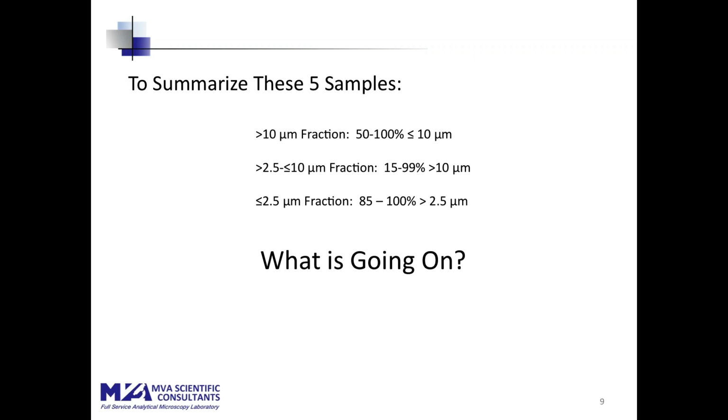So to summarize that, again, for the greater than 10 micron fraction, 50 to 100% is actually greater than 10. For the PM2.5 fraction, 85 to 100% of the material mass has diameters greater than 2.5 microns. The question is, what's going on? The normal understanding of 2.5 microns is that particles should be smaller than that, and yet we find the vast majority of the material in this fraction has sizes greater than 2.5 microns.